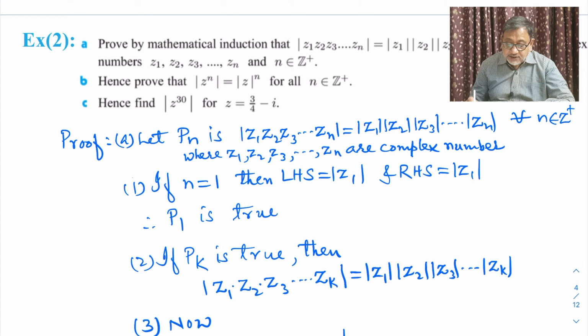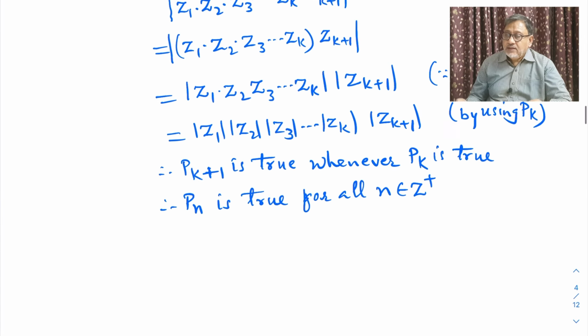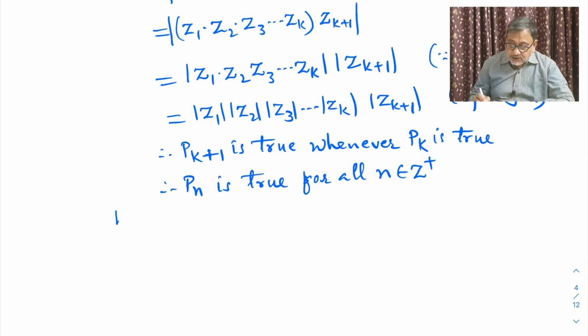Now the second part of this question says, hence prove that modulus of z to the power n is equal to modulus of z, bracket, to the power n. So in the B part we have to show that modulus of z to the power n is equal to modulus of z, bracket, to the power n. So in the B part, I will start the B part here.